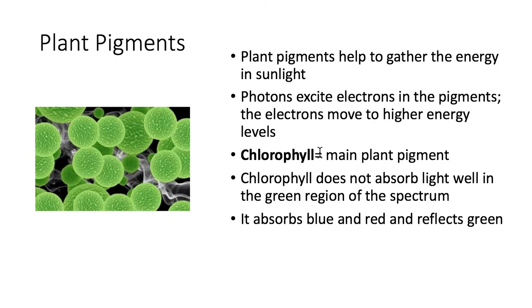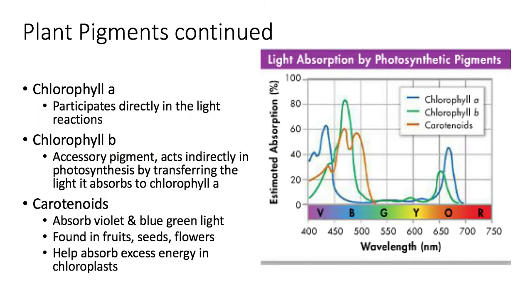It's probably one you've already heard about. Chlorophyll doesn't really absorb light in the green region of the spectrum. It doesn't really like the green light. It actually throws it back out. It reflects the green light, which is why plants look green to us. We see it because green is being reflected. Chlorophyll is very good at absorbing blue and red light. Okay, so these are plant pigments.